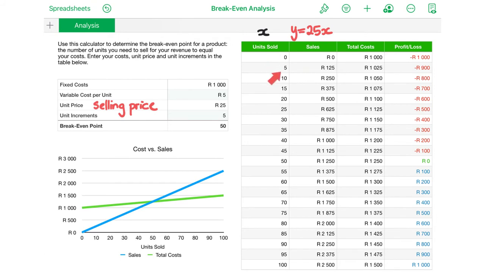Therefore, you will notice that each time the units sold, for example, 5 was multiplied by 25 to get the 125 Rand. In the next example, if 10 units were sold at 25 Rand each, that's 250 Rand. If 20 cups of coffee were sold at 25 Rand each, that would be 500 Rand. And this is how the second column was calculated.